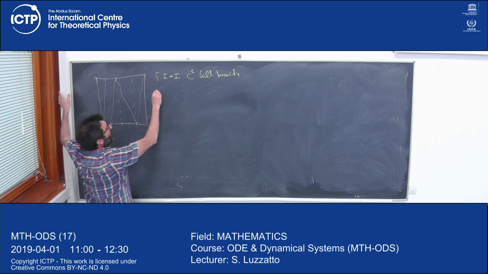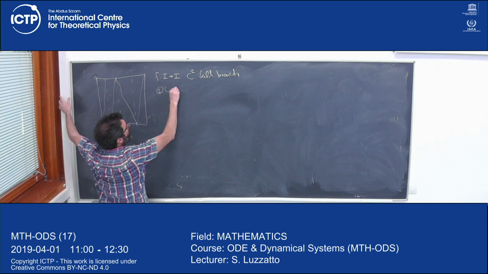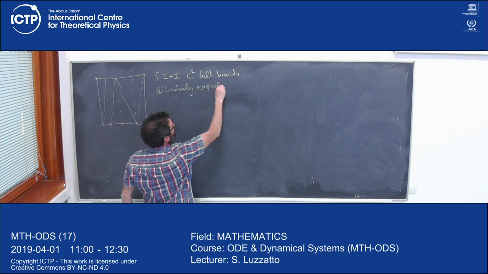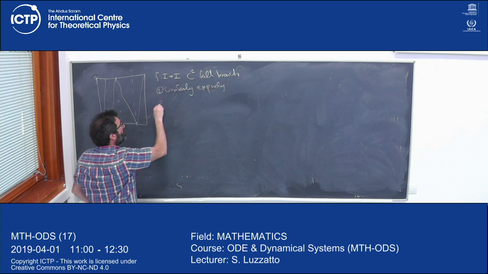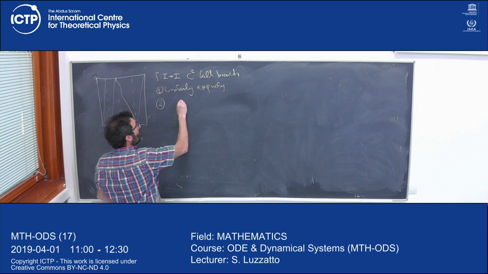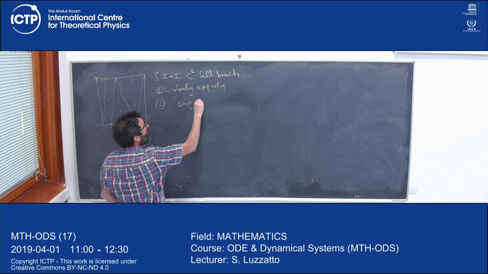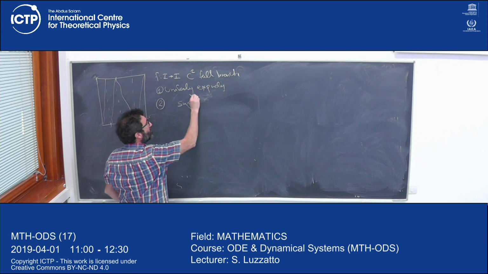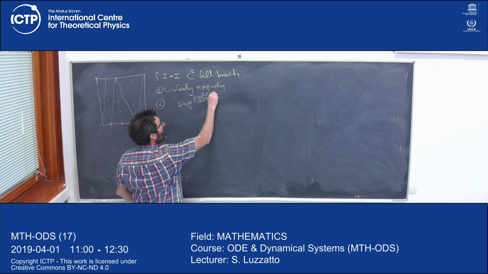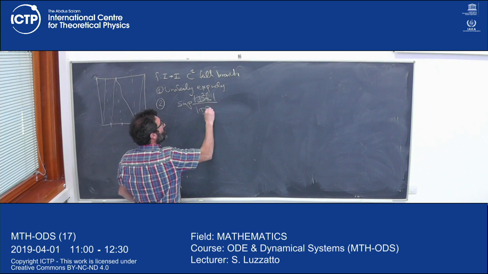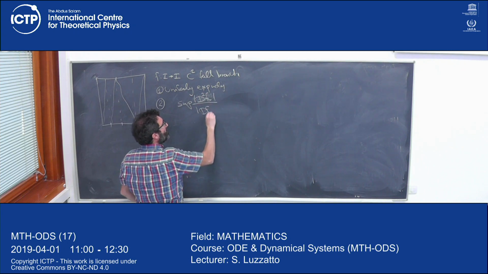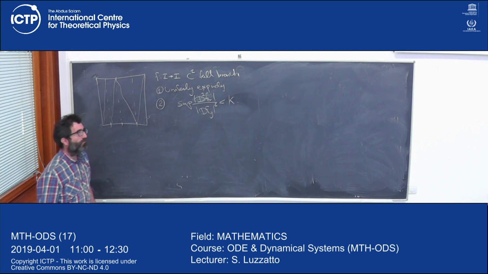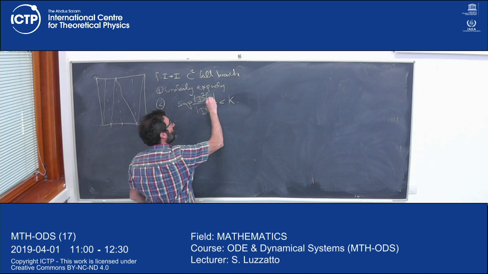We need that it is uniformly expanding, okay, and then we need the condition that the supremum of the second derivative of x over the first derivative squared is bounded. Okay, the second derivative over the first derivative.